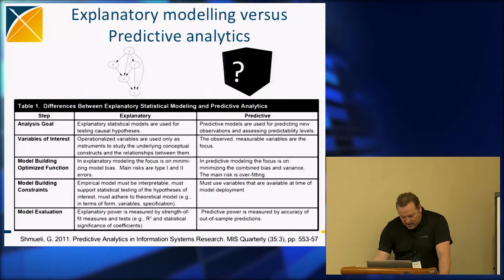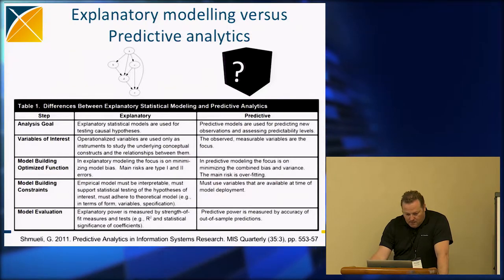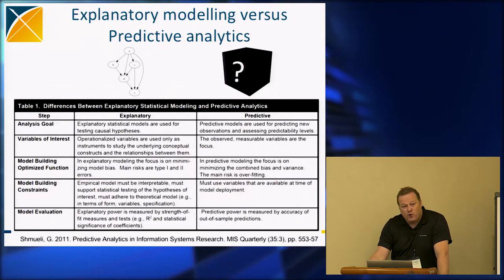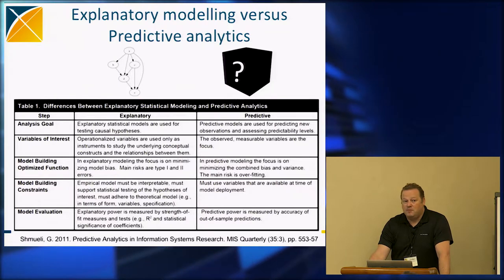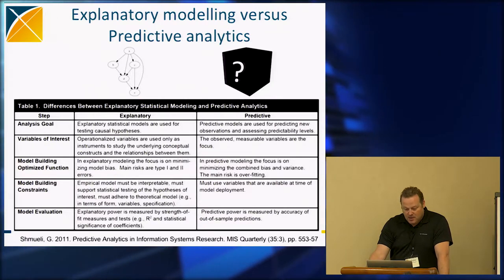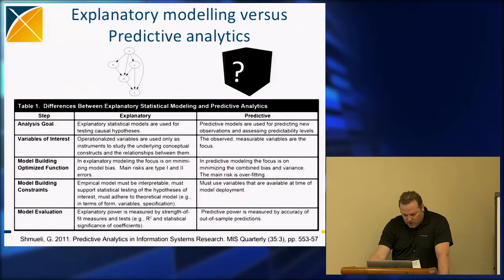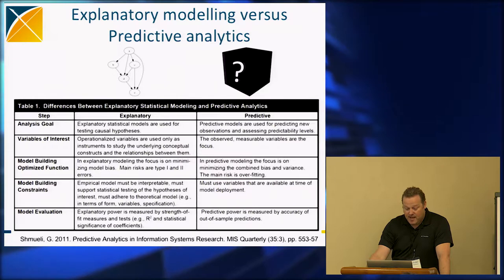Also the constraints are different. For explanatory modeling, of course, you want those parameters in the model to be explanatory. You want to understand them. Well, in prediction, it's not important. You just want to know how well your model performs using all the data that you have.